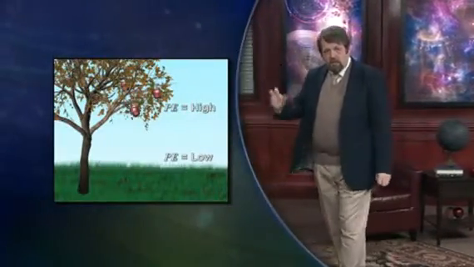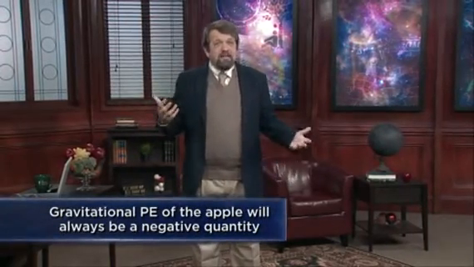Remember, we said that the lower the apple is, that is, the closer it is to the Earth, the lower its potential energy will be. Lower than zero means negative. So the gravitational potential energy of the apple will always be a negative quantity. As the apple falls toward the Earth, its potential energy goes down by getting more negative, further and further below that zero point.